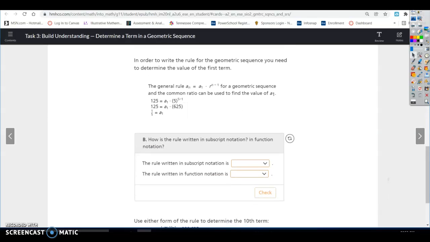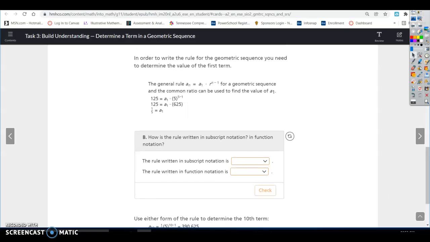In order to write the rule for a geometric sequence, you need to determine the value of the first term. So we know the general rule, a sub n equals your first term times your common ratio raised to the n minus 1. So we can take the information that we are given and plug it in. We're given our fifth term, so what they're doing is plugging in n for 5, and our fifth term equals 125. So all you have to do is solve for the first term from there.